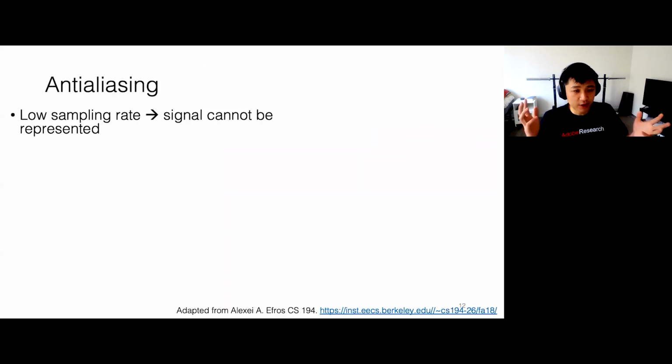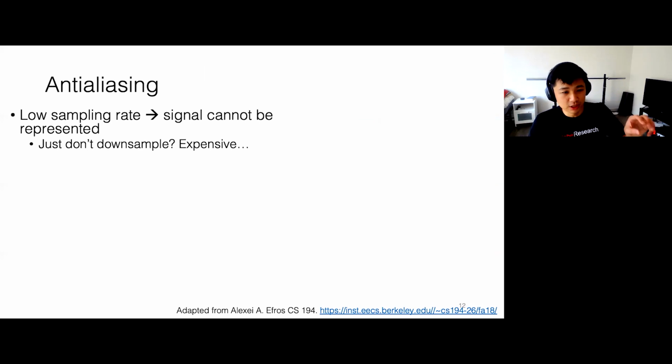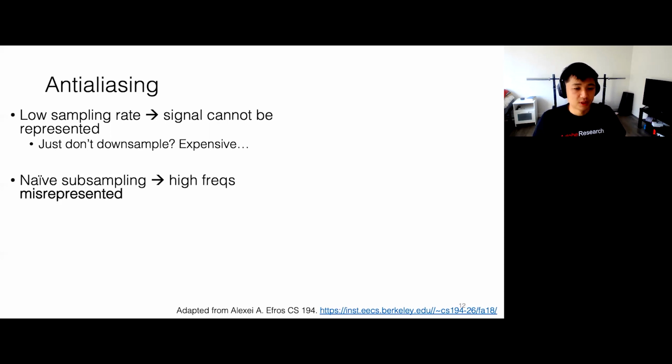Well, the only surefire way to fix it is that you just never downsample, right? You just never have a sampling rate that's too low. But that's going to be computationally infeasible. If you try to keep a feature map that's the same spatial size as your image, you're going to run out of GPU memory almost instantly. So we do have to subsample or downsample by some factor. So what are we going to do? Well, if we just naively subsample, the high frequencies are going to be misrepresented, as we saw in the previous slides.